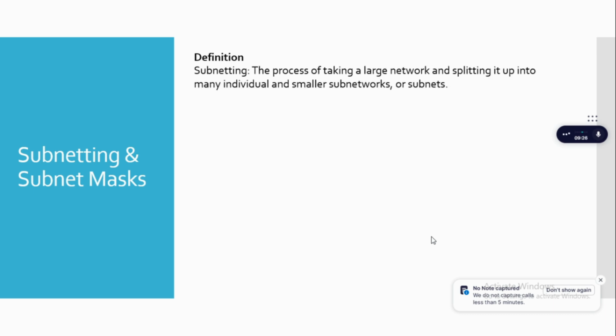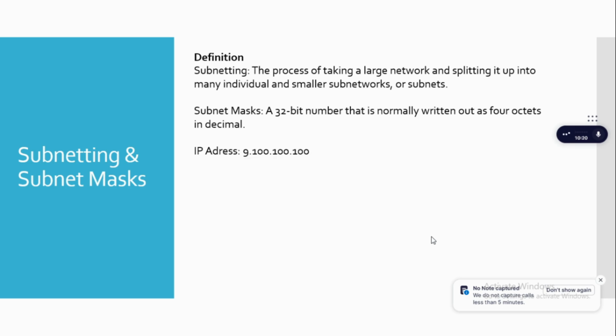We will start with the definition of subnetting. So subnetting is simply the process of taking a large network and splitting it up into many individual and smaller subnetworks or subnets. The next definition is the subnet mask. So a subnet mask is simply a 32-bit number that is normally written out as 4 octets in decimal.